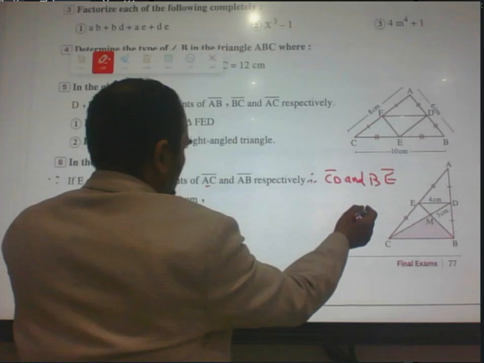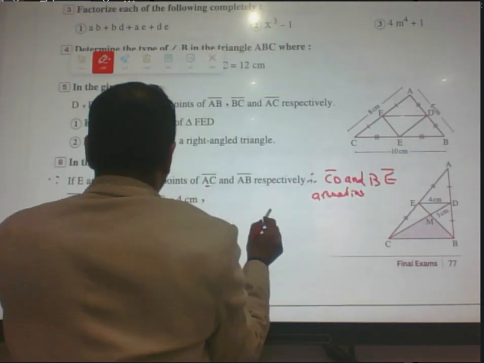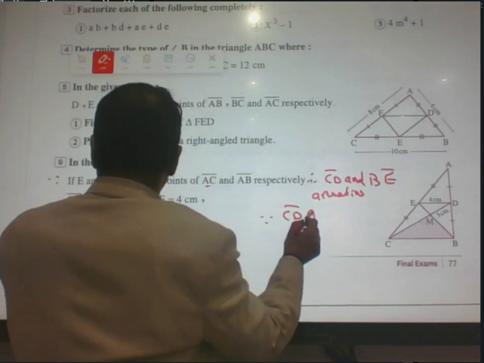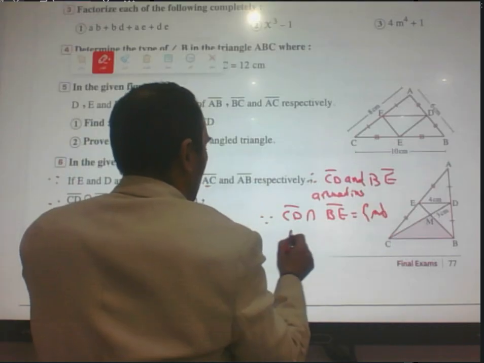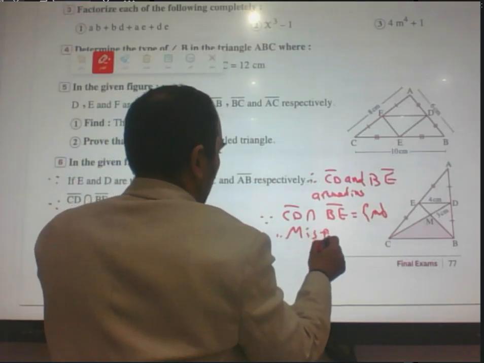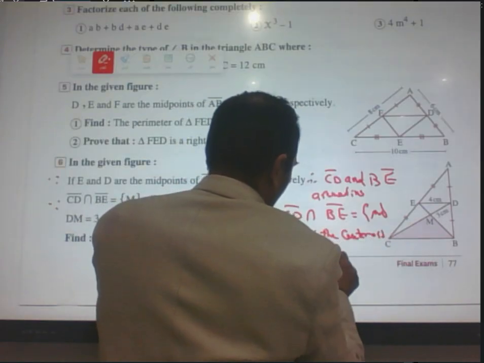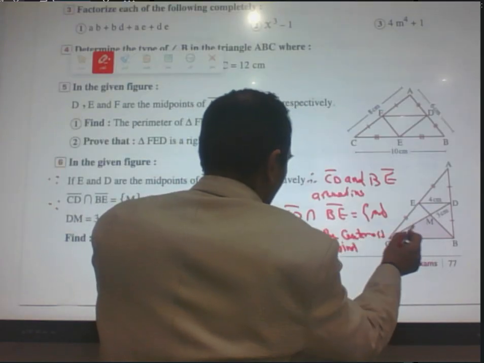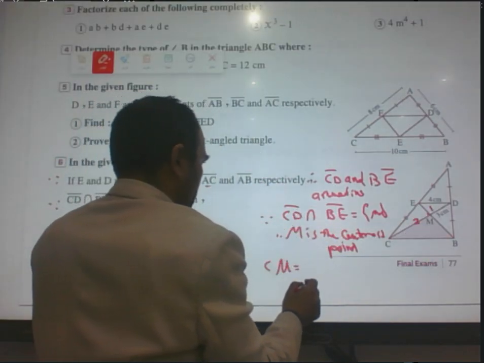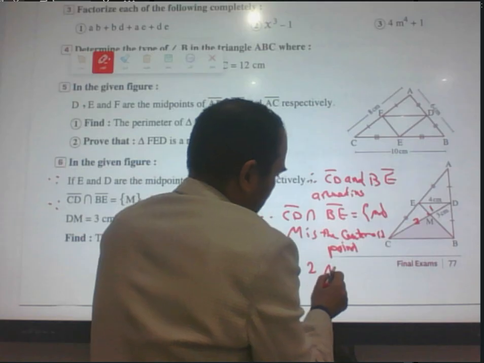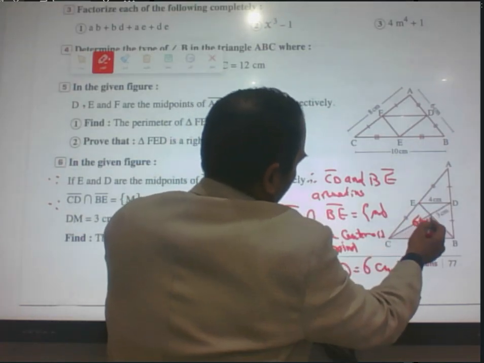Then CB and DE are medians, and such that CD intersection BE equals point M, then M is the centroid point. The centroid point M divides the medians in the ratio 2 to 1, okay? Then we can find CM equals twice MD. Twice MD equals 6 centimeters. This side length equals 6 centimeters.